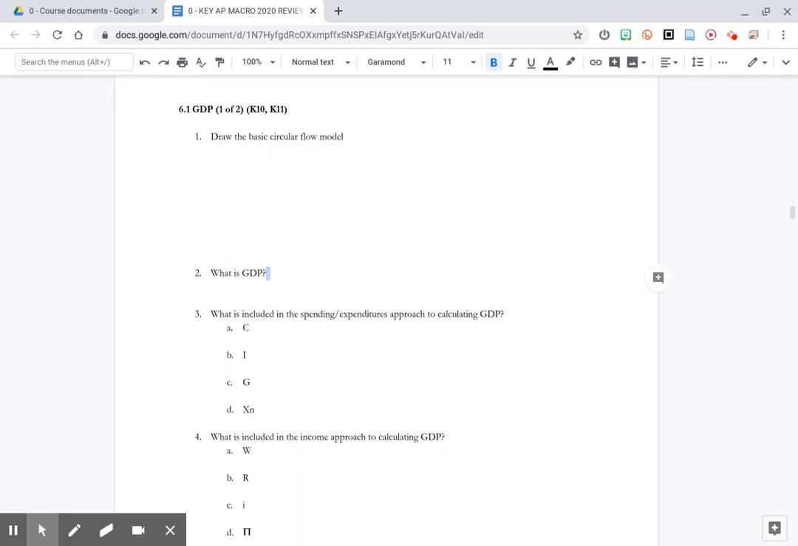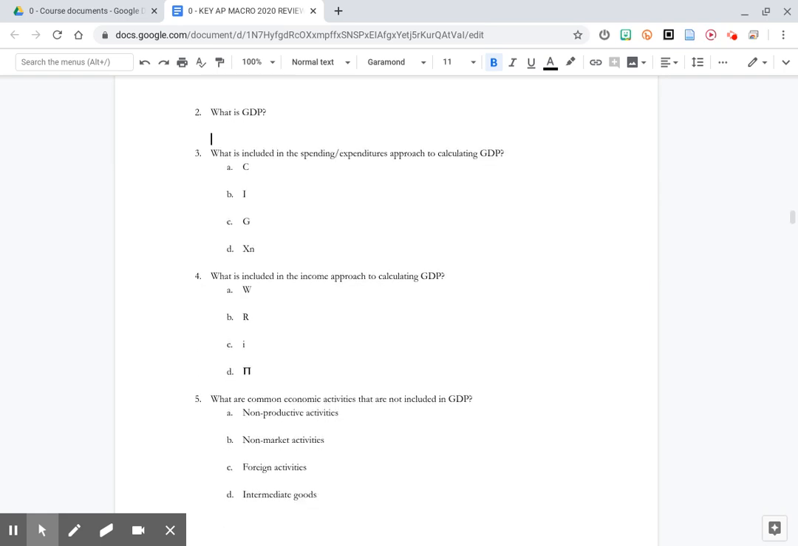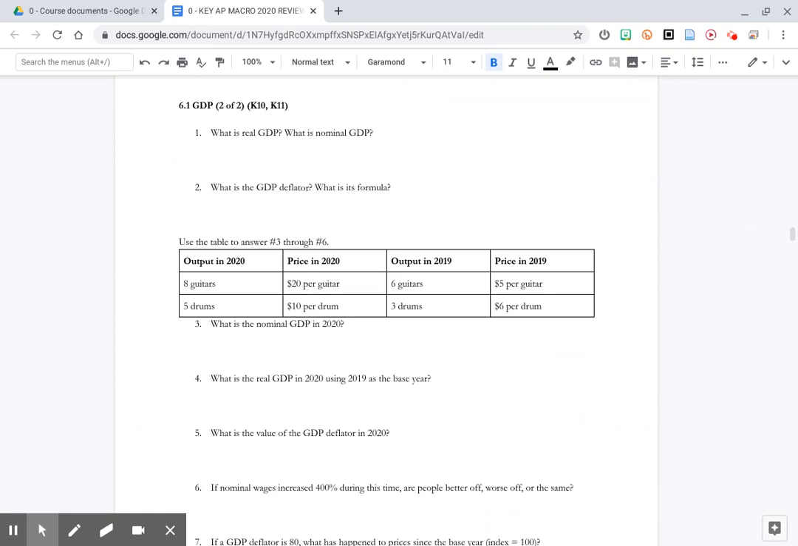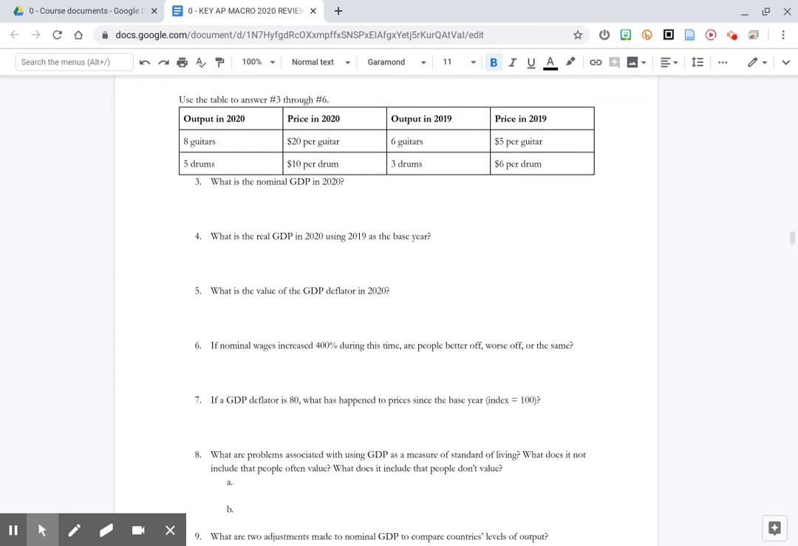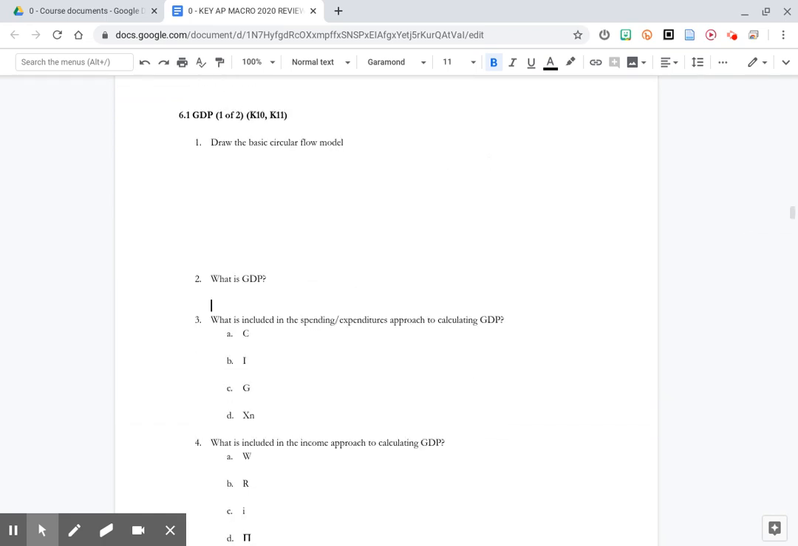So in this video, we're going to start by looking at GDP, and it's actually in two parts. So if we take a look, there's the first part about regular, just old GDP and how we calculate it, and the second is how we adjust GDP for price levels and for a couple of other things. So we're going to do both of those in this one video.